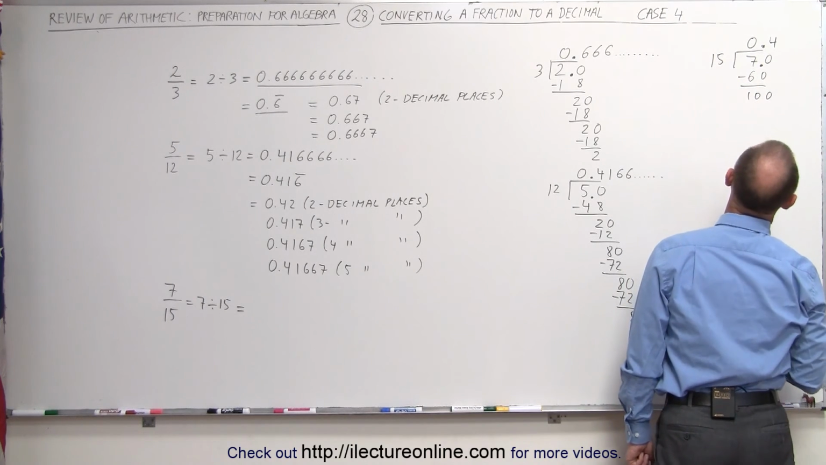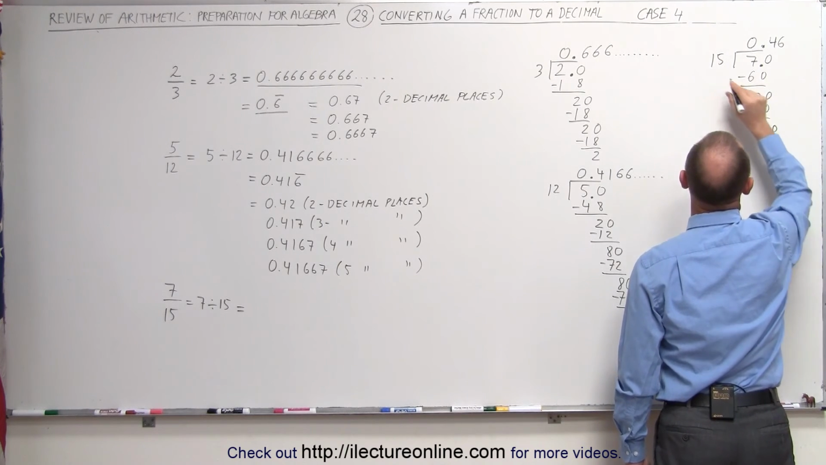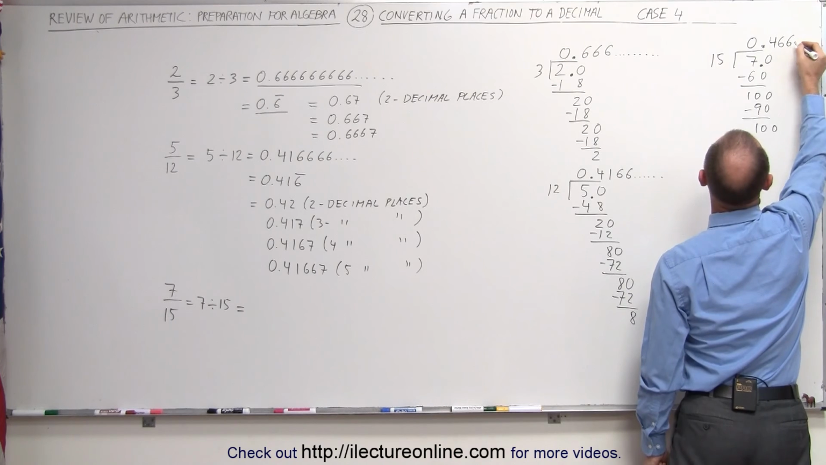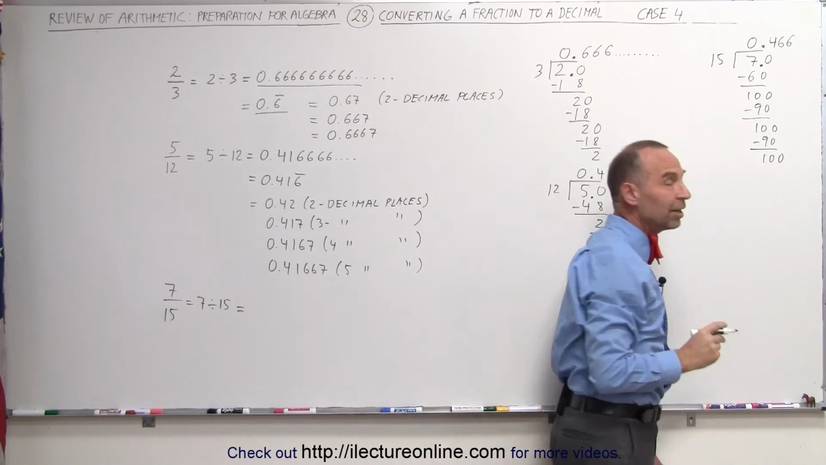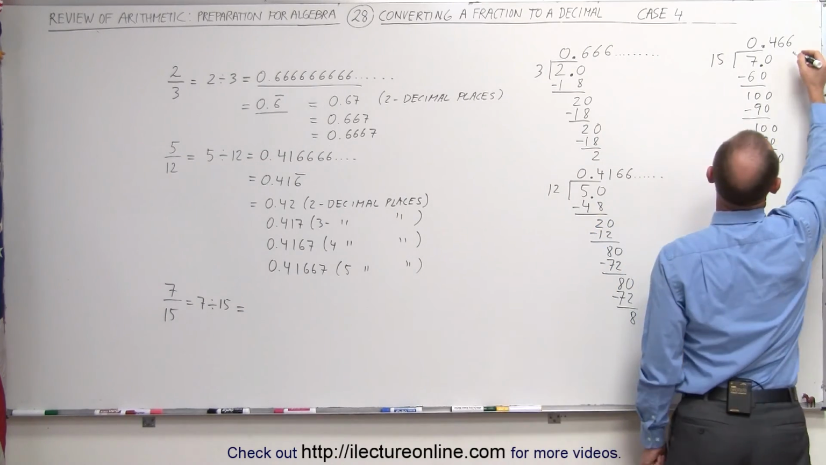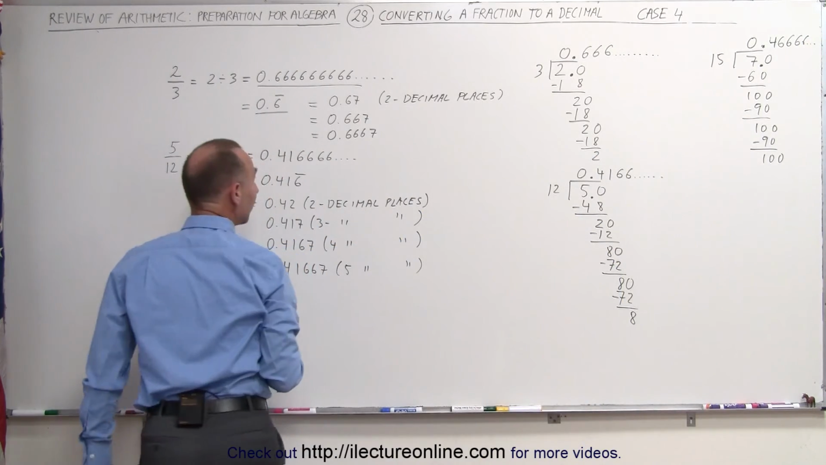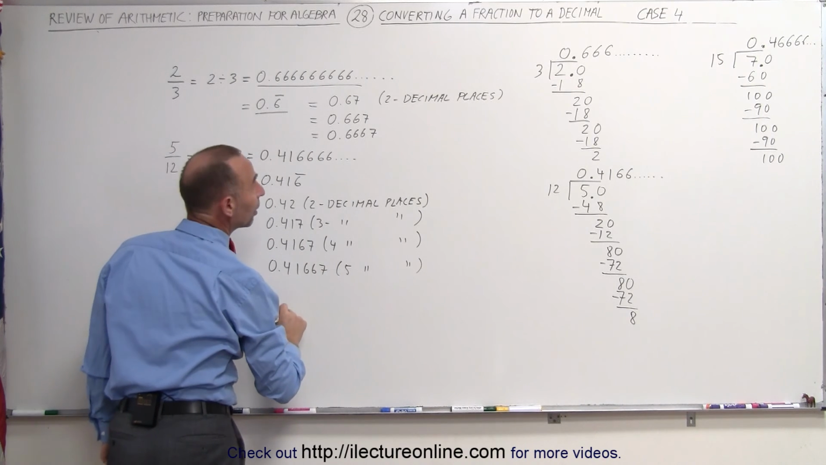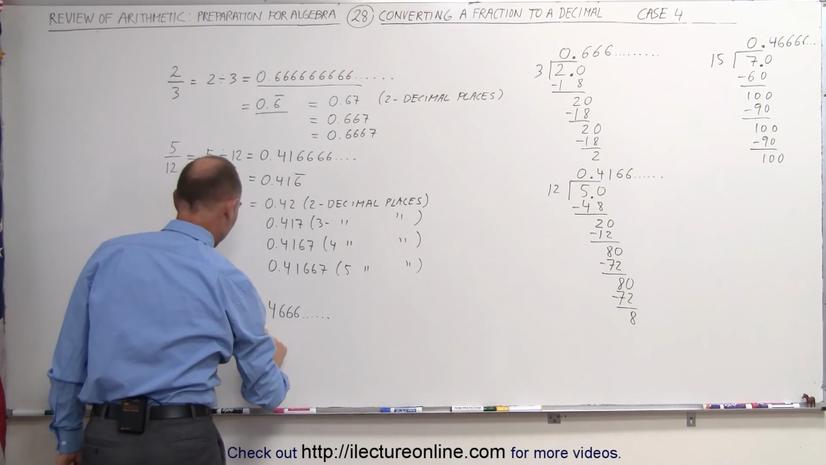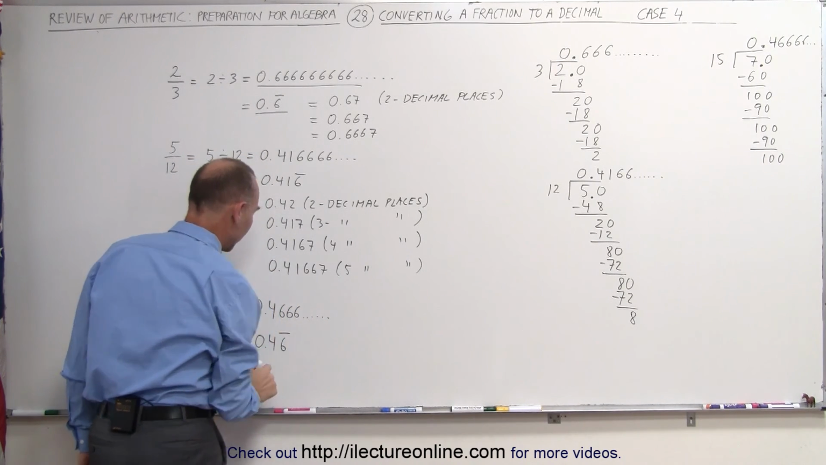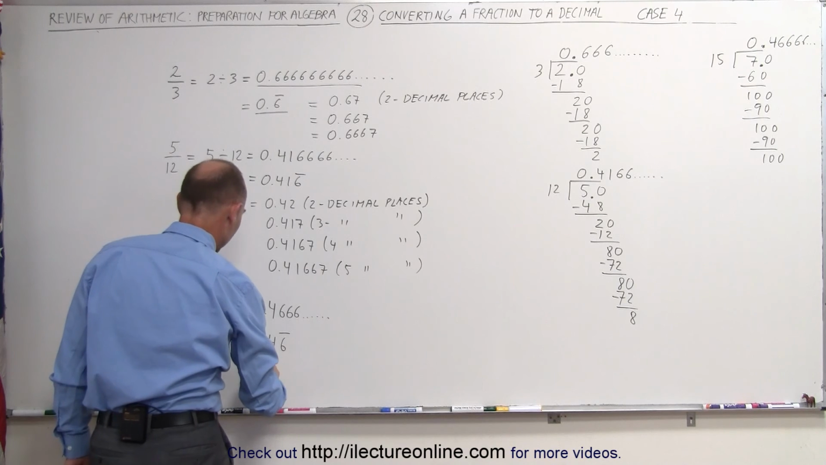15 goes into 100. That looks like 6 times. 6 times 15 is 90. Remainder is 10. Drop down a 0. 15 goes into 100. 6 times 15 is 90. Remainder is 10. And again, you start seeing a pattern here that from now on, we're just going to keep getting 666. So this is just simply going to continue on like this. In other words, we can write this number as 0.4666 and so on, meaning it's going to go on forever. Or we can write this as 0.46 with a line on top, indicating the 6s are going to go on forever. Or you can round it off to 2 decimal places, 3 decimal places, and so forth.